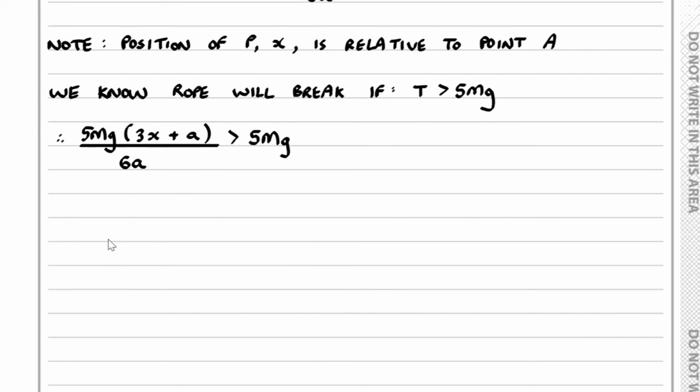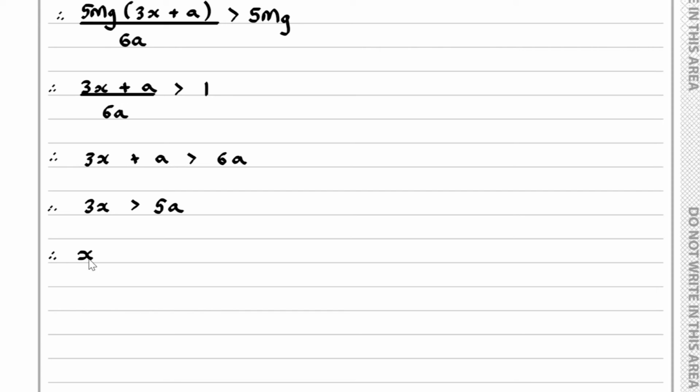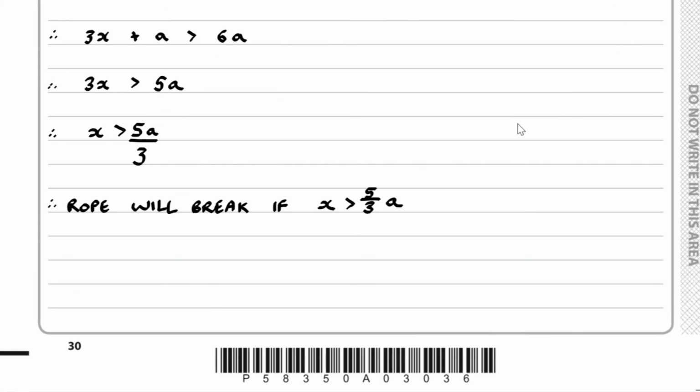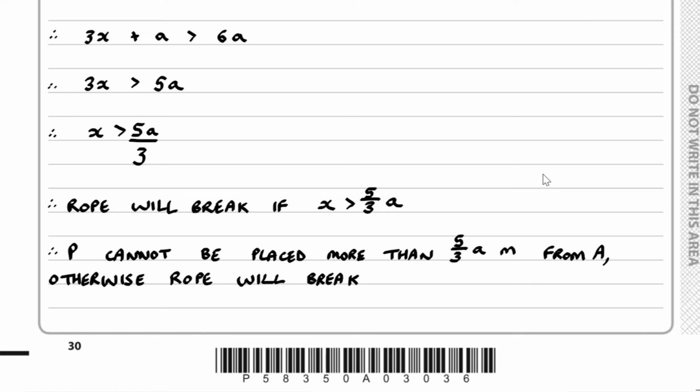Now the 5 mg's cancel, so I'm left with 3x plus a divided by 6a being greater than 1. 3x plus a is greater than 6a. 3x is greater than 5a. So the rope will break if x is greater than 5a over 3. So let's write that down. The rope will break if x is greater than 5a over 3, and so P cannot be placed more than 5 over 3 a meters from A, otherwise the rope will break.